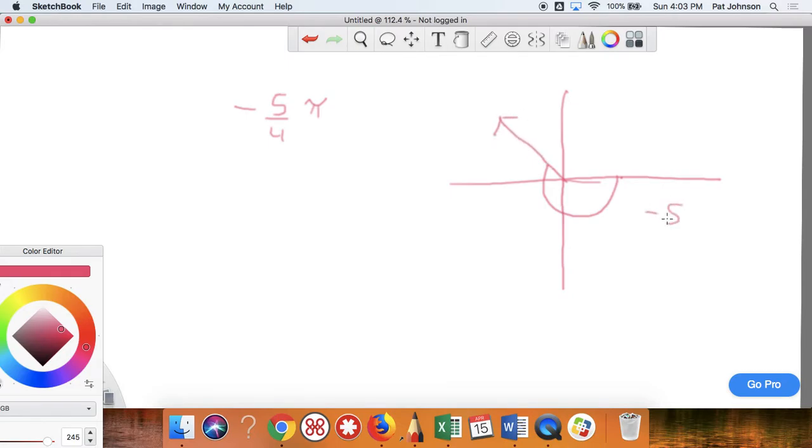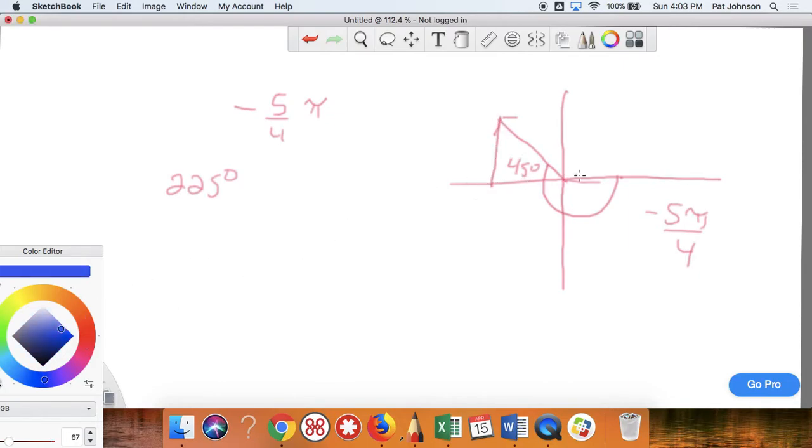Okay, so -5 pi over 4. If you convert this to degrees, you're going to get 225 degrees. That's how I knew it was here, because from here to here is 180, and then if I subtract 225 from 180, I get that I have 45 degrees here. So this would be my reference angle.